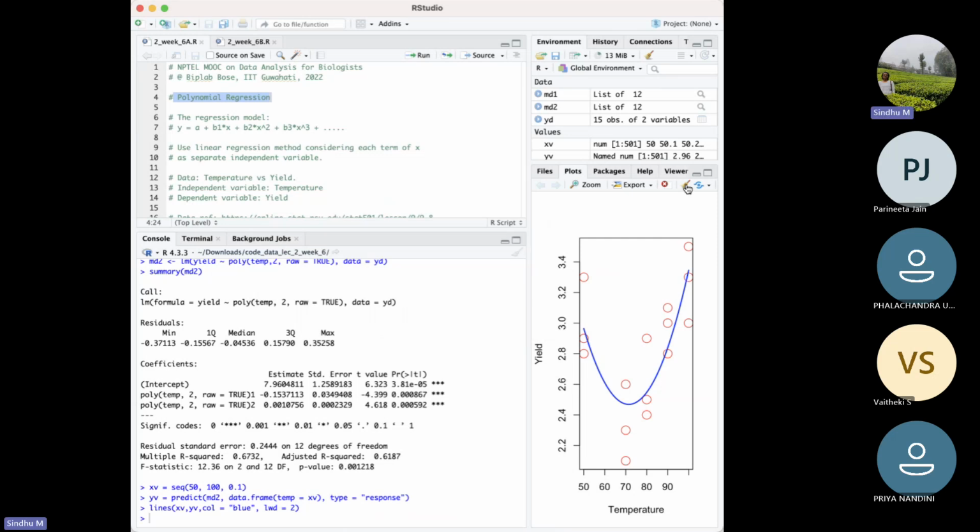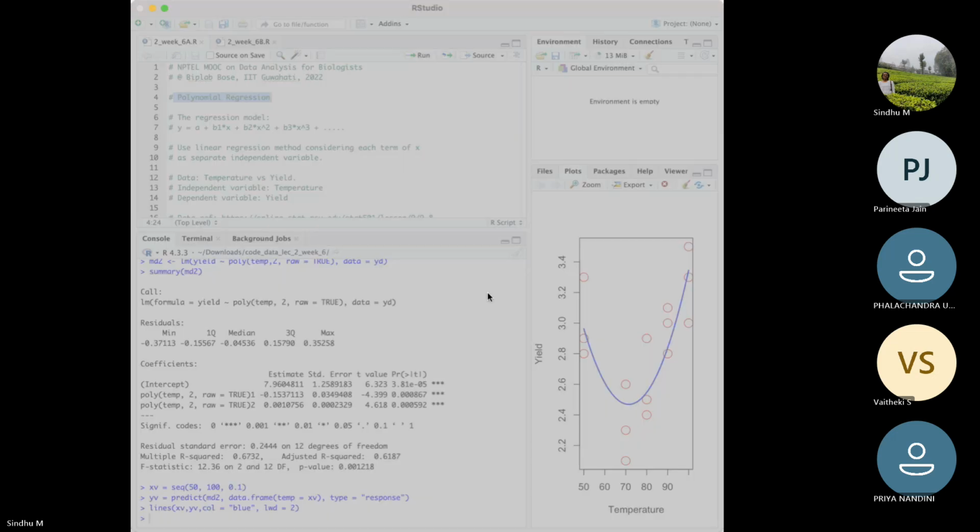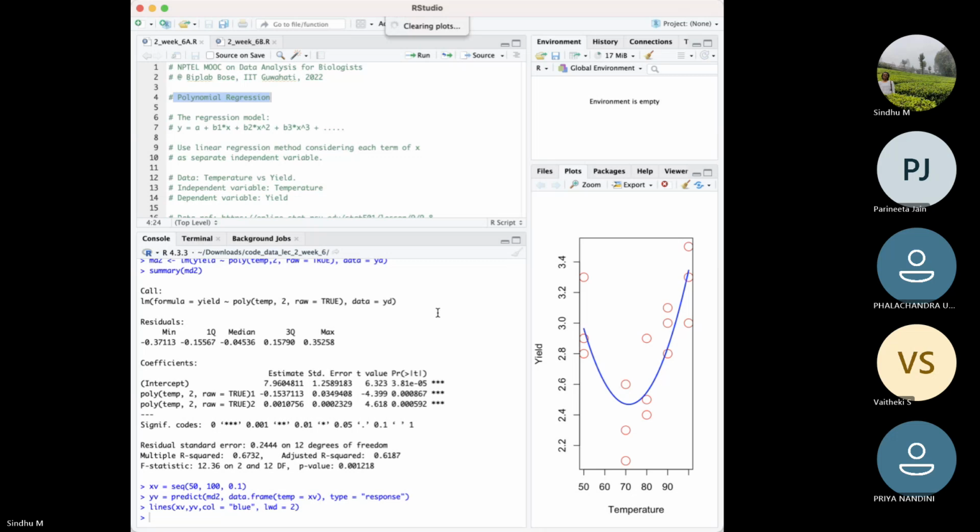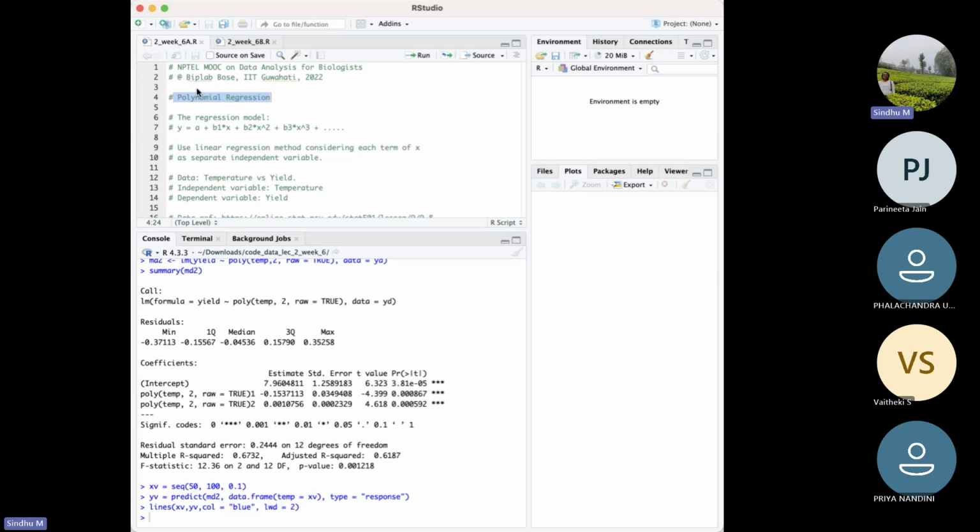So I hope my RStudio screen is visible now. And I hope all of you have also opened RStudio and you have opened this 2_week_6a.r script. So I'll just wait for a minute. If anybody has not opened, please raise your hand. Okay, I hope everybody has it open.